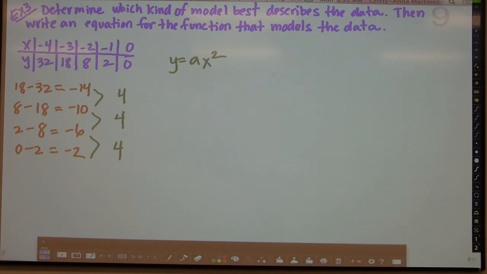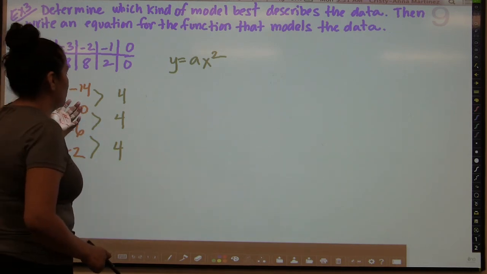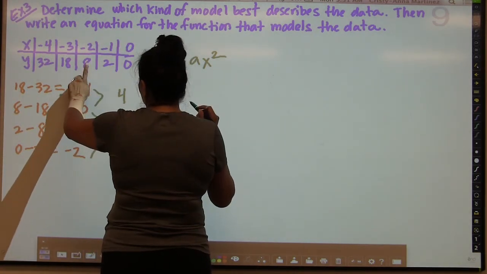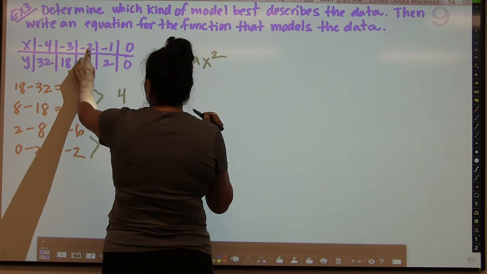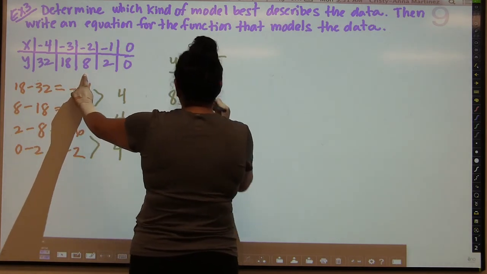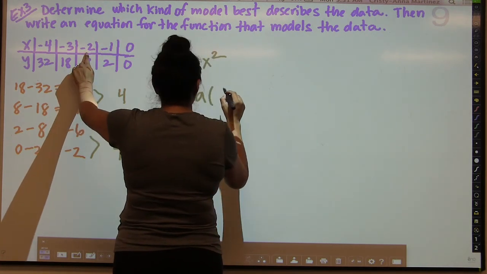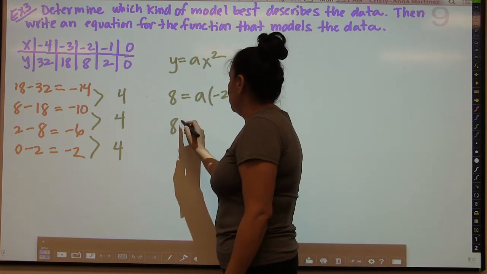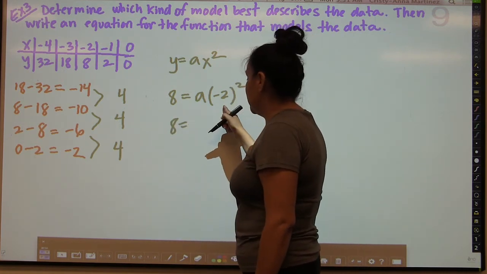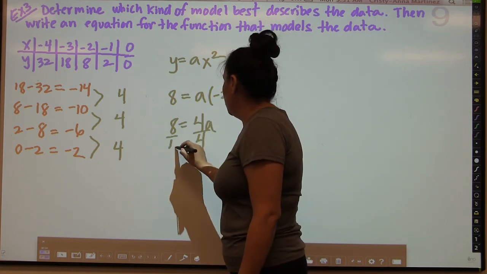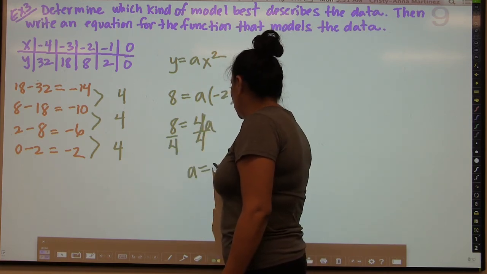So now I can just use one of the points that I have here, and I can determine what the a value is, so I can find the equation. So I'm just going to go ahead and use this point here. The x coordinate is -2, the y coordinate is 8. So we'll put in the y spot 8 equals a times x, and in the x spot we'll put -2. And then I'm just going to solve for a. So this is 8 equals -2 times -2 is +4, so 4a. We divide by 4, and it turns out that a equals 2.